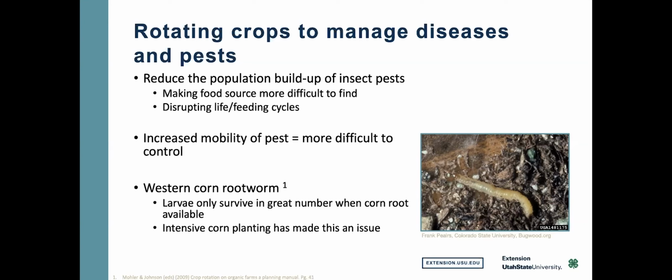So this is because the larva of the western corn rootworm can only survive in great number when that corn root is available. And so this really wasn't an issue until intensive corn planting started to happen. But as you implement that crop rotation, you can really keep a balance on that.